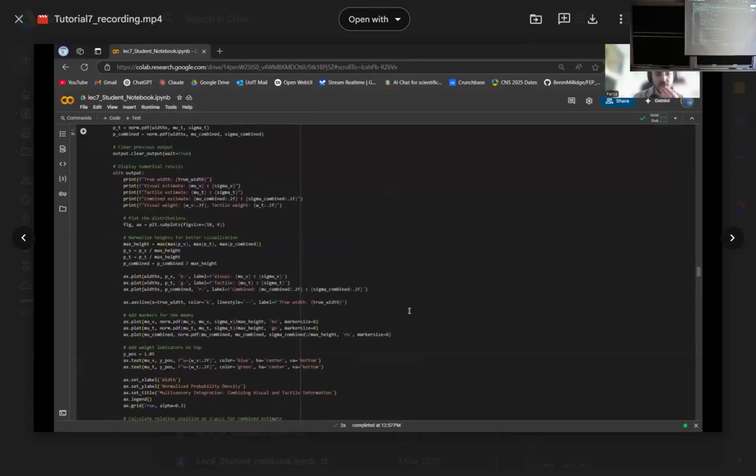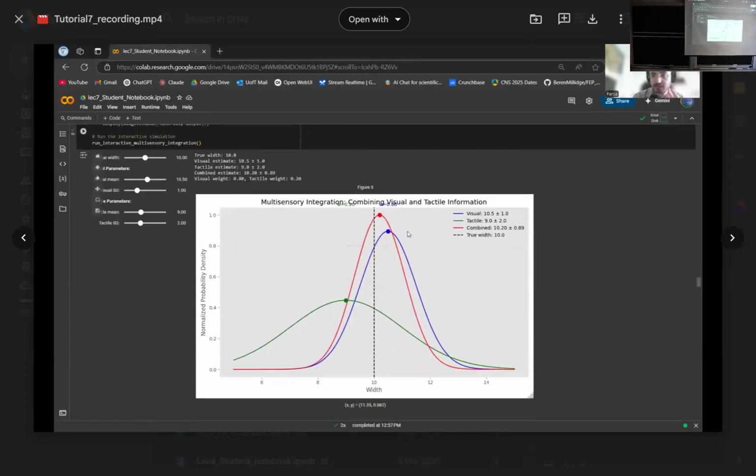So here are the representations of the information content of each modality that we're looking at. The green is the tactile source, at 9 plus a wide range, and the blue is the visual. The first thing you can see is that the standard deviation of the blue is much smaller. That means it's a more precise estimation. You're not very uncertain about where it is because your senses are pretty sharp, so you can give a much higher accuracy of what the length is.